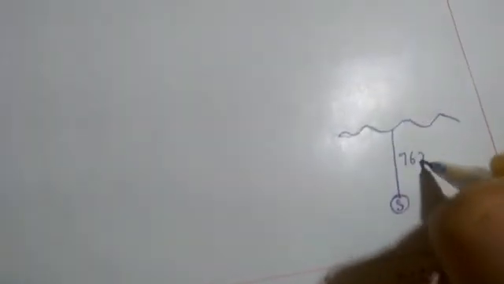I am drawing the diagram, you can see. Let us say this is the sea level and the shark is 762 meters below the sea level. Let us say this is the shark and it is 762 meters below the sea level.